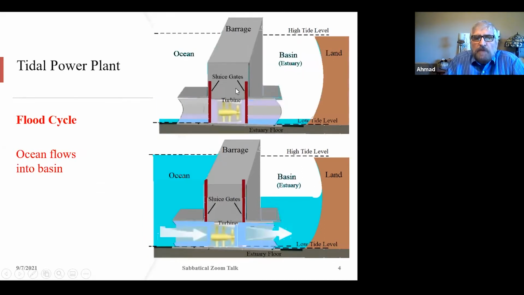Then at low tide, we close the gates and we allow the ocean to rise to high tide. And then we open the gates, and this time the ocean flows over the turbine into the basin and generates power in the flood cycle.